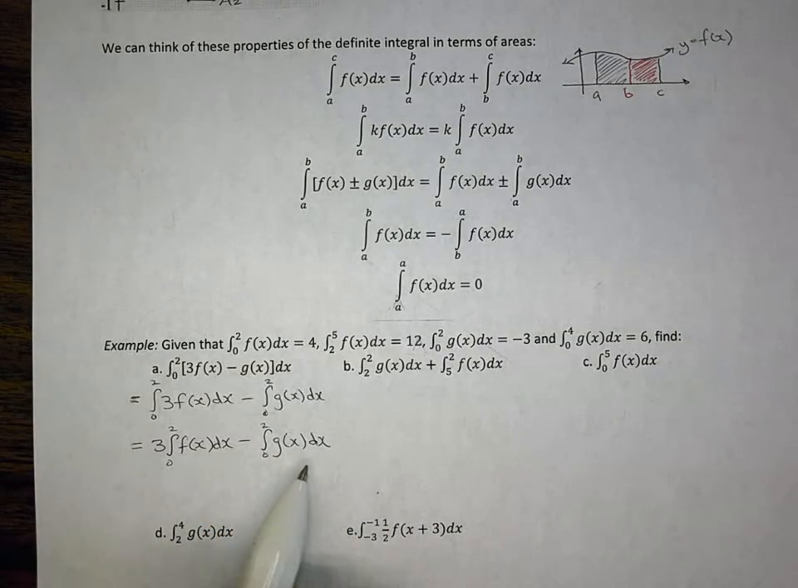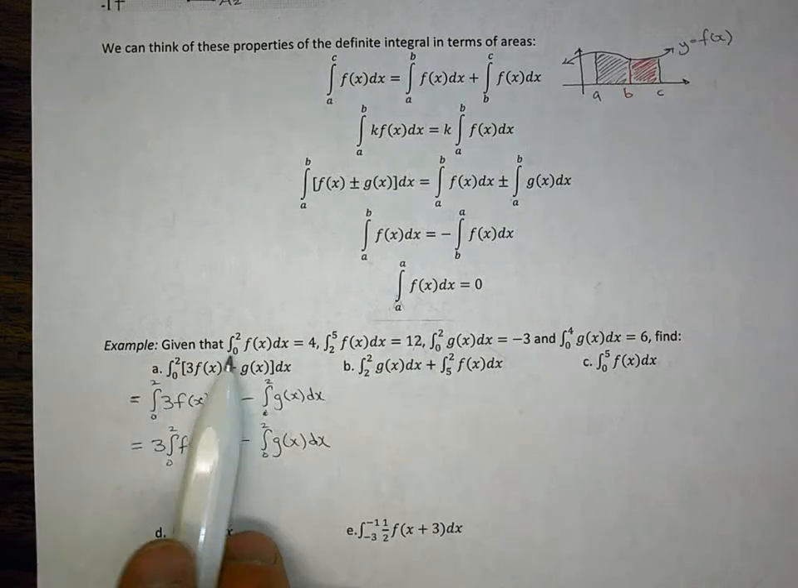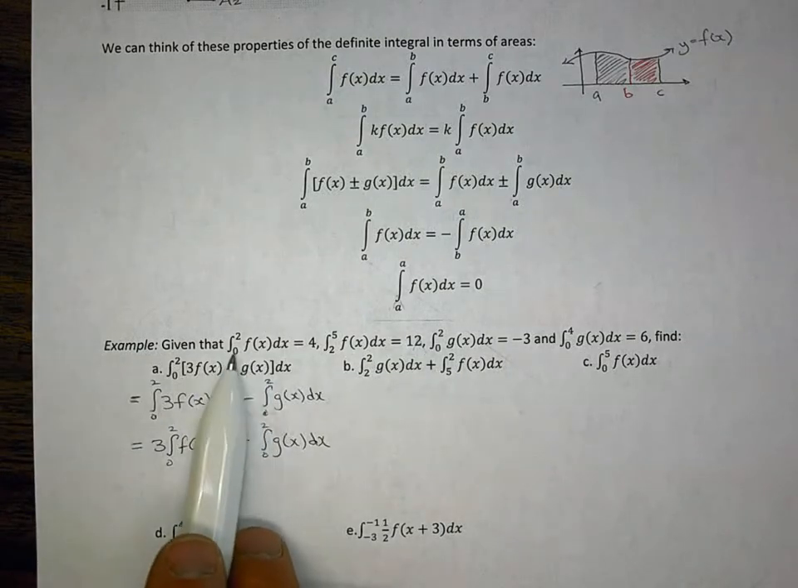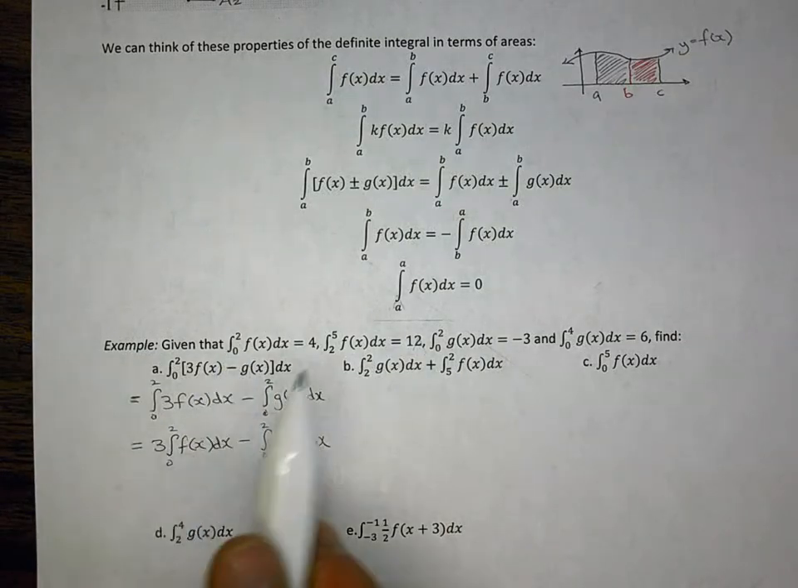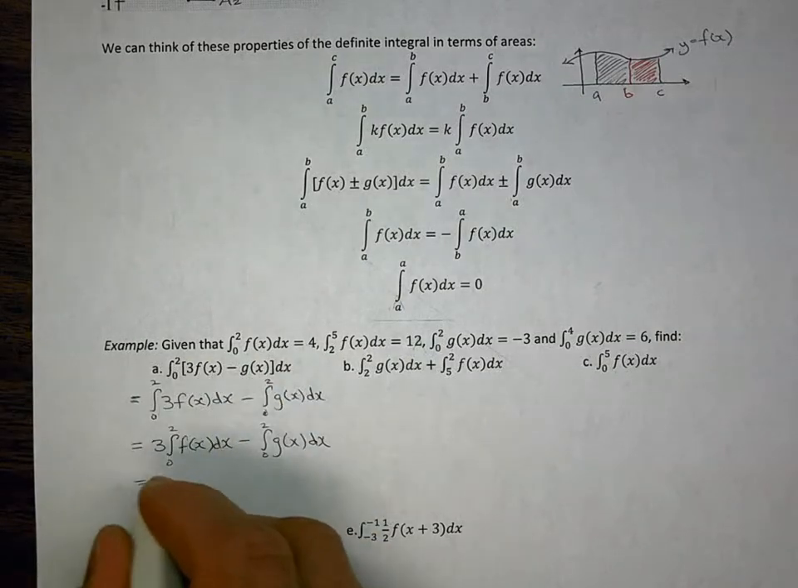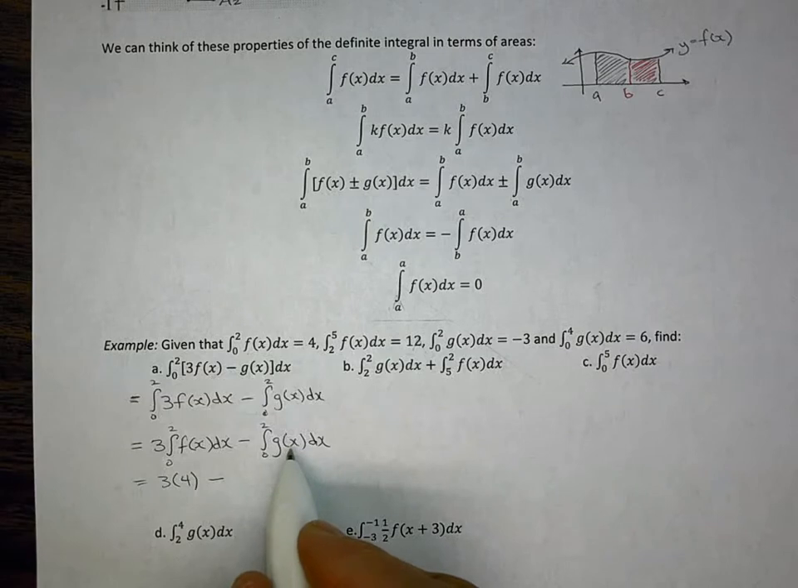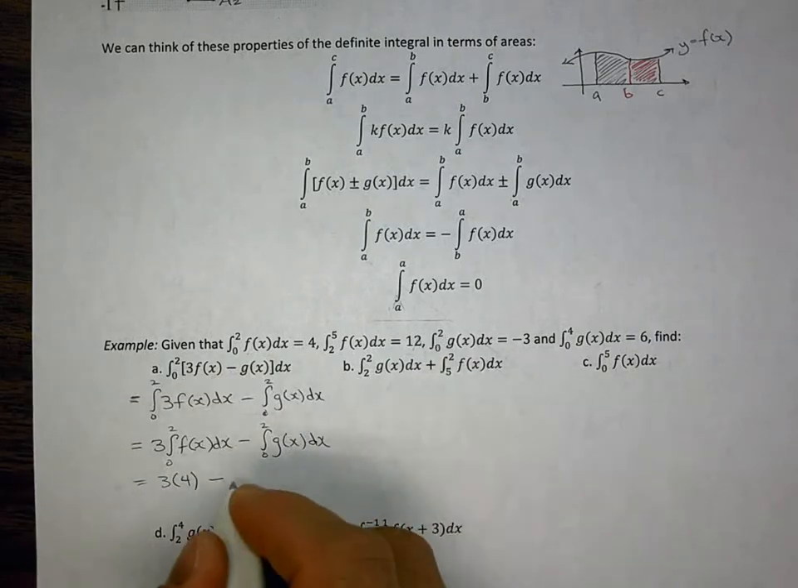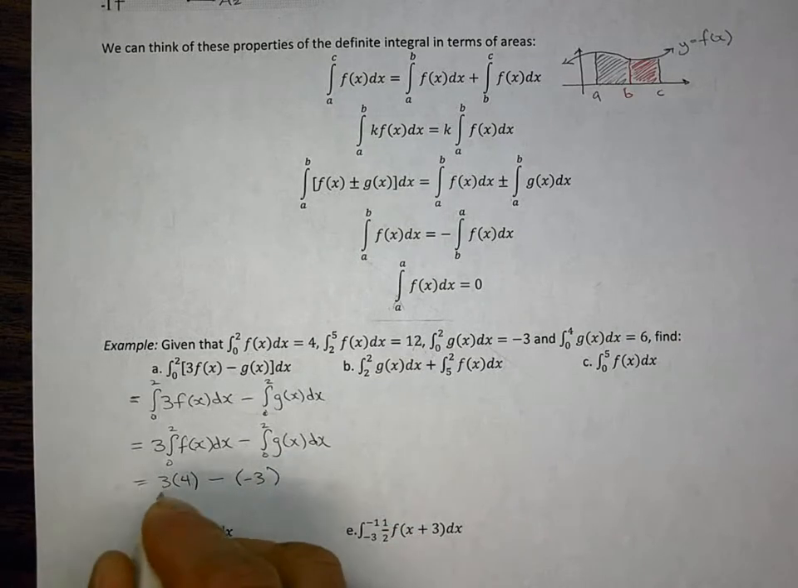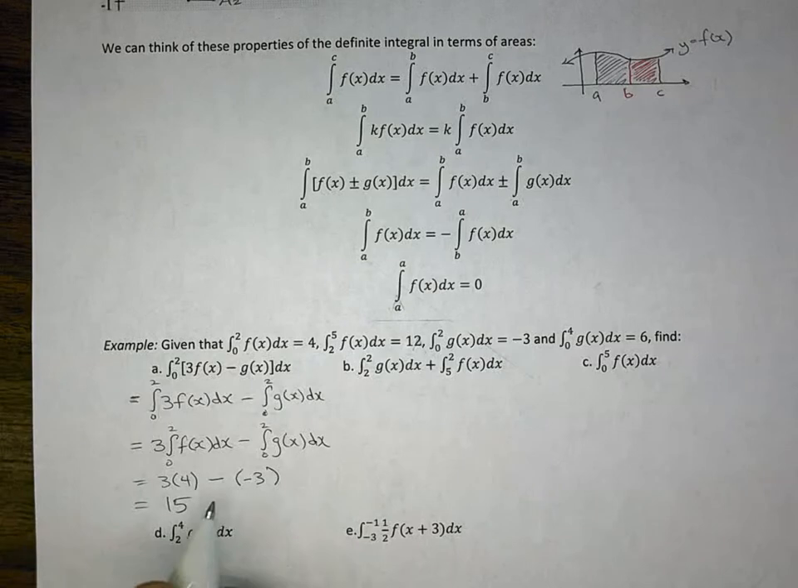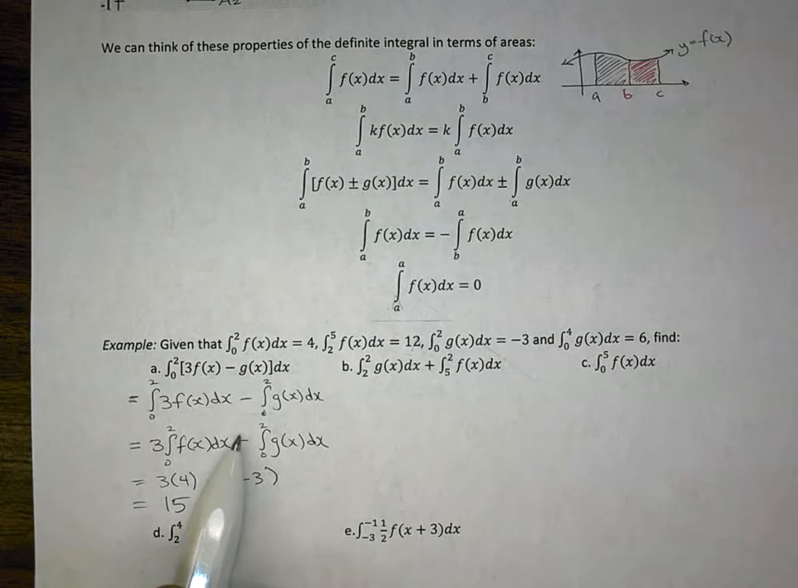Now, look, they've defined these things in the question. So the integral of f of x from 0 to 2, that's just 4. So this is actually going to become 3 times 4. And the integral of g from 0 to 2 is negative 3, so this becomes minus negative 3. So that becomes 12 plus 3, which is 15. So in this way, they're testing your understanding of definite integrals by giving you some of the values and getting you to do some manipulation.